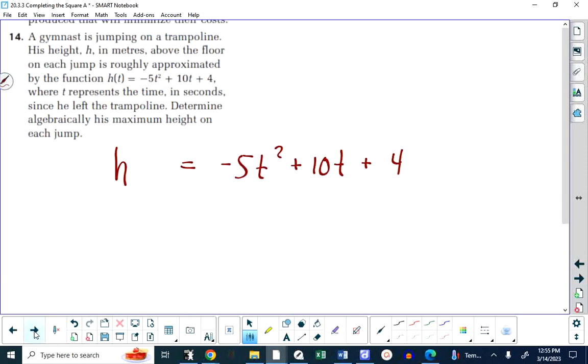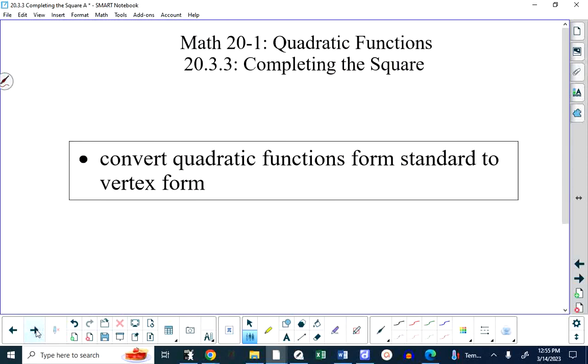All right, we're going to move on now. So you're going to want to open up your books to 20.3.3, Completing the Square Part 1, which I believe is on page 15. All right, thank you. So we're looking on page 15 at completing the square.